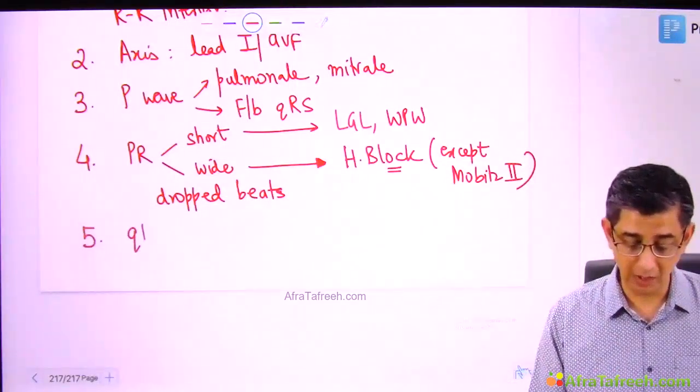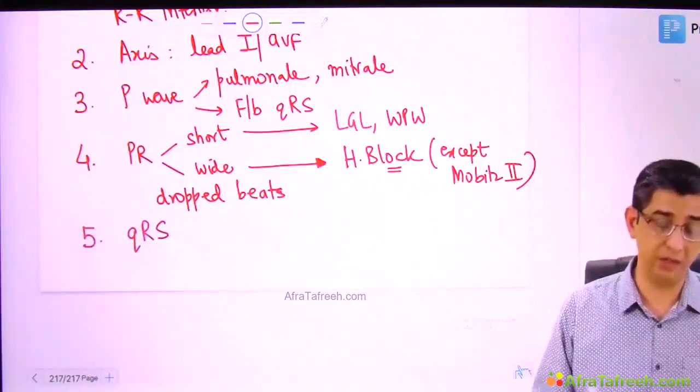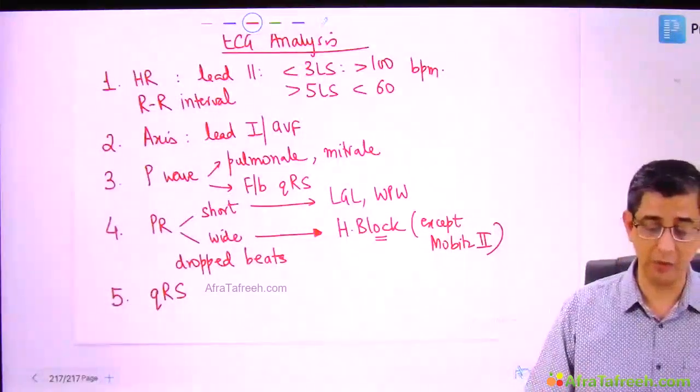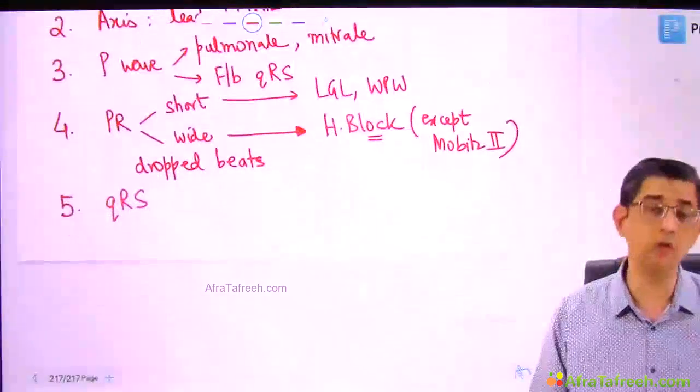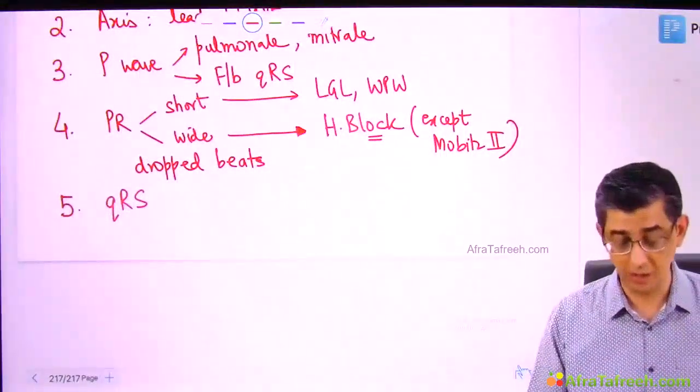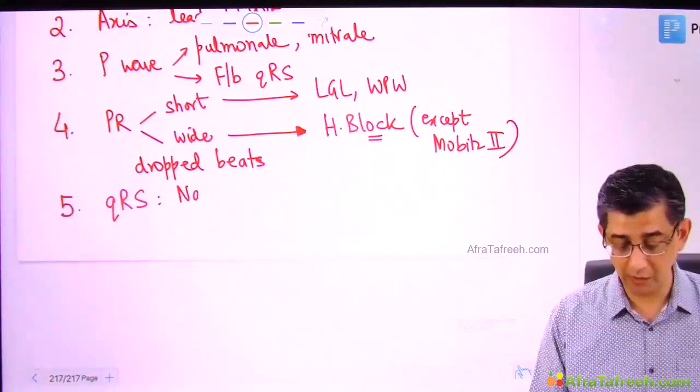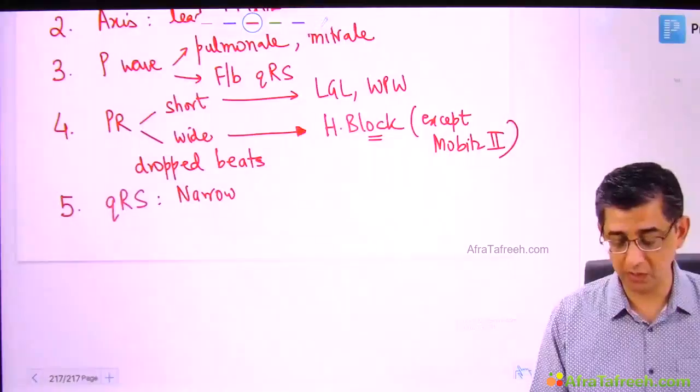Now suppose in the exam you have already spent 20 seconds on the ECG, heart rate is normal, axis normal, P wave and PR interval are normal, then there could be abnormalities with respect to the QRS. I have already explained to you the differentials for narrow complex QRS tachycardia.